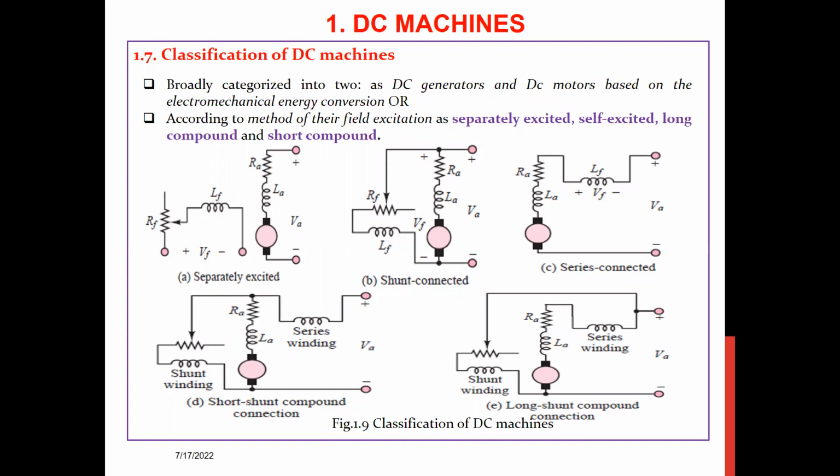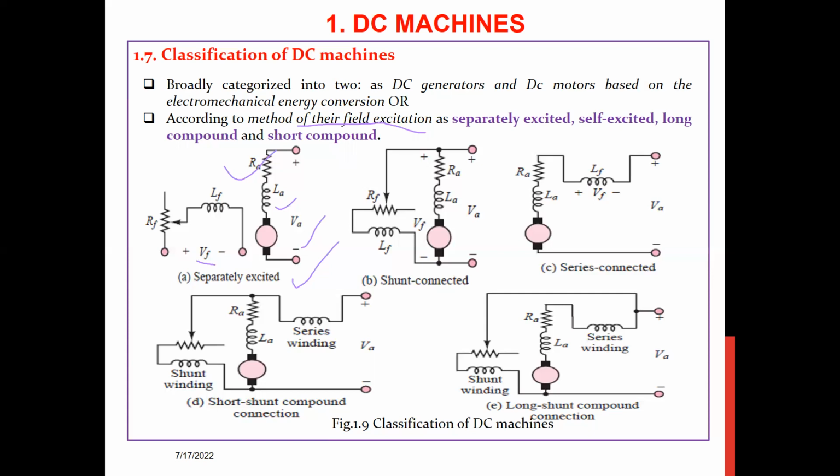Or you can categorize the DC machines according to the method of their field excitation. To classify DC machines according to the method of field excitation, you have separately excited, self-excited, long compound, and short compound machines. For example, here you can see a separately excited machine, where you have the fields. There you have the inductor, the resistance, and the inductor. This is the armature, this is the resistance in the armature, and the voltage at the armature. That is a separately excited machine.